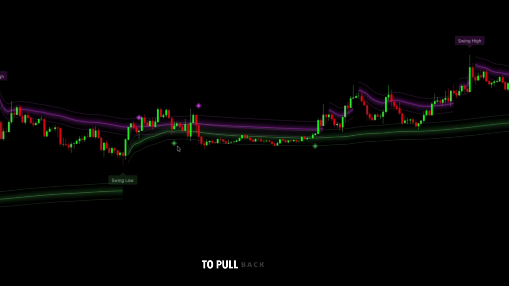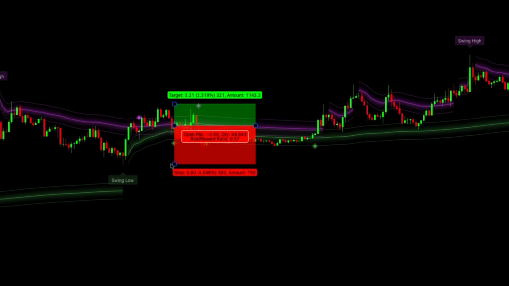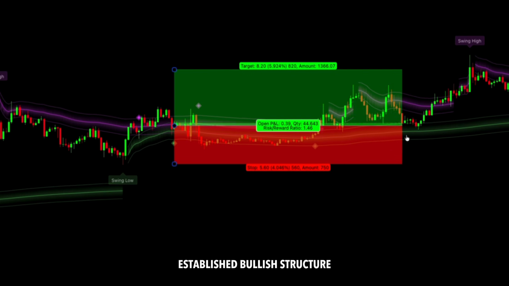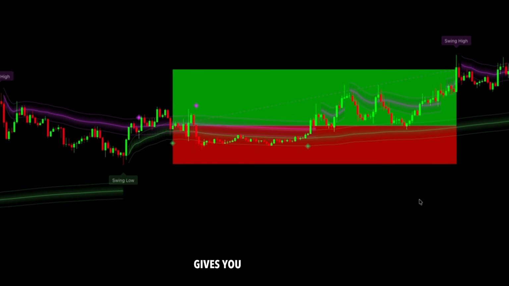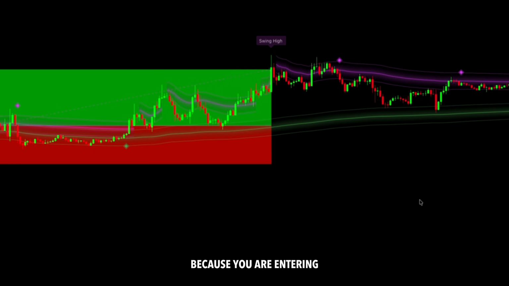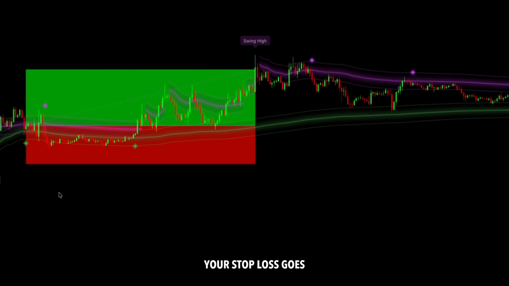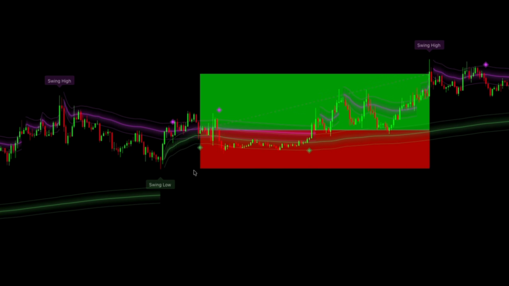You wait for price to pull back toward the lower green band. When price crosses up from the lower band and a green rectangle appears, that is your entry signal. You are buying into established bullish structure on a pullback. This gives you excellent risk reward because you are entering near support within a confirmed uptrend. Your stop loss goes just below the recent swing low.